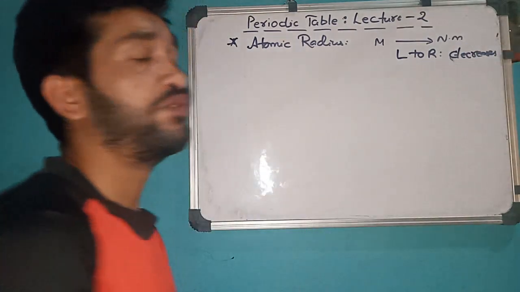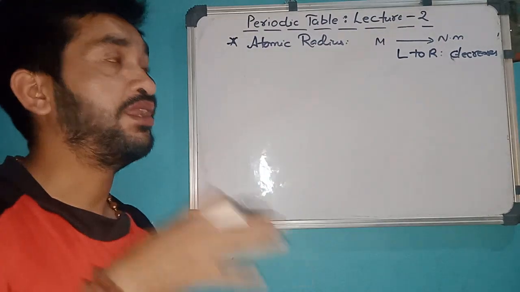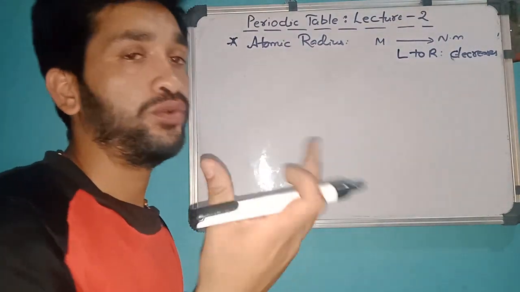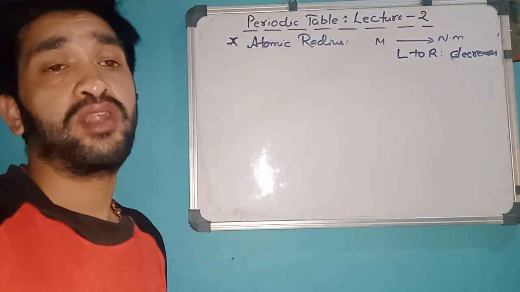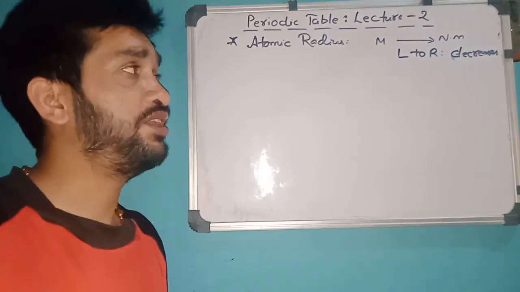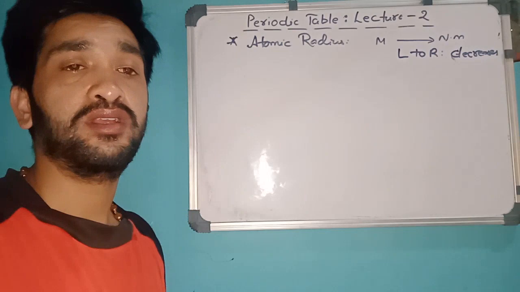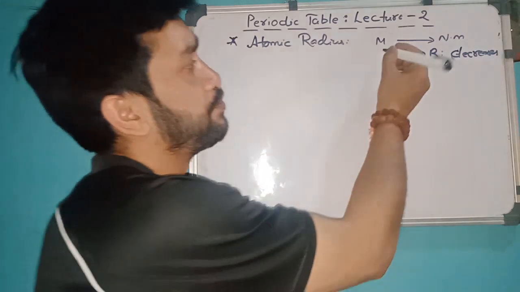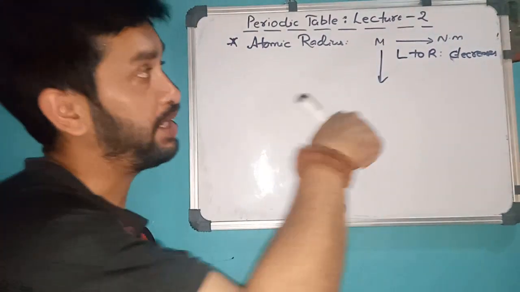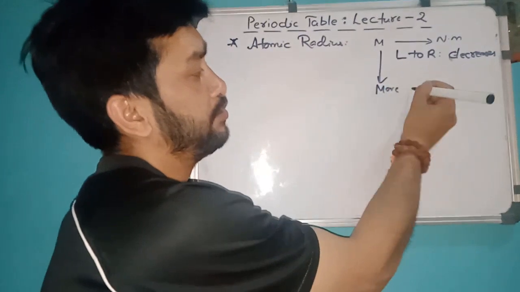Why? Because you are moving towards a non-metallic species, so they will have more nuclear charge, so they will try to have a firm grip over the valence shell. So when they have a firm grip over the valence shell, the size gets decreased. Okay, now let's move to top to bottom. Metallic, more metallic. Now what will happen?